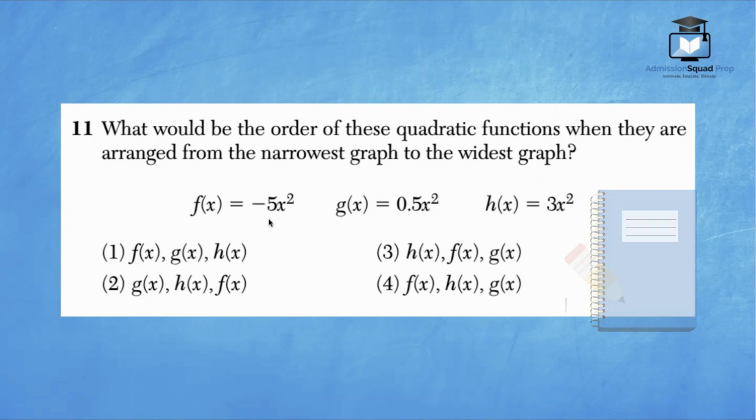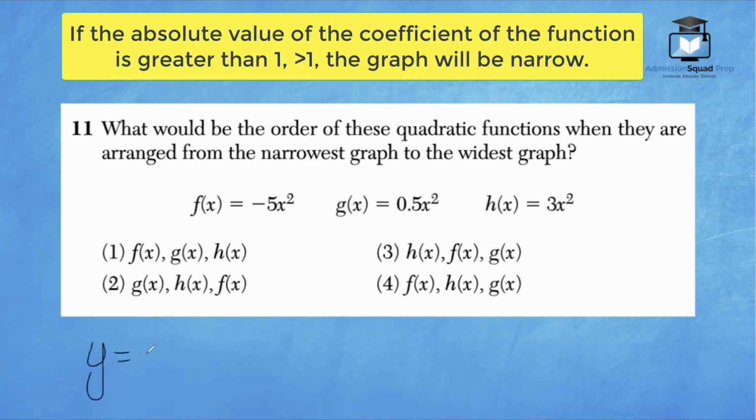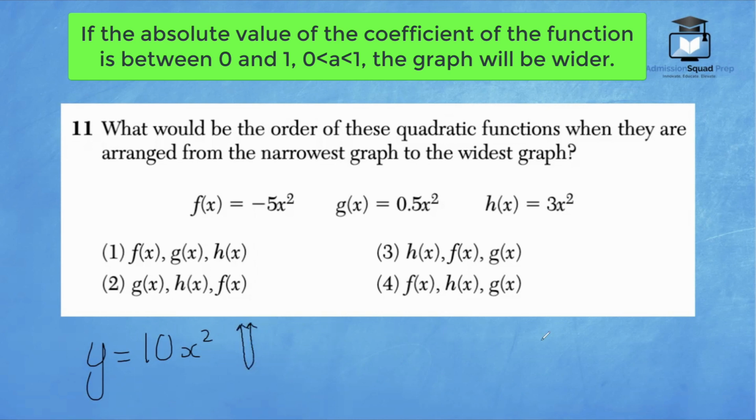Question number 11. What would be the order of these quadratic functions when they are arranged from the narrowest graph to the widest graph? Remember, the narrower the graph, the higher the coefficient. For instance, let's say 10x squared. It's going to look something like this. The wider the graph, the smaller the coefficient. So let's say y equals 0.1x squared. It's going to look something like this.